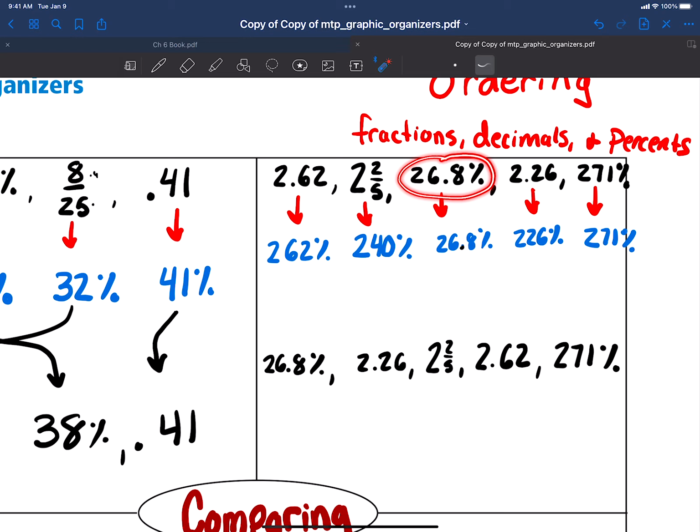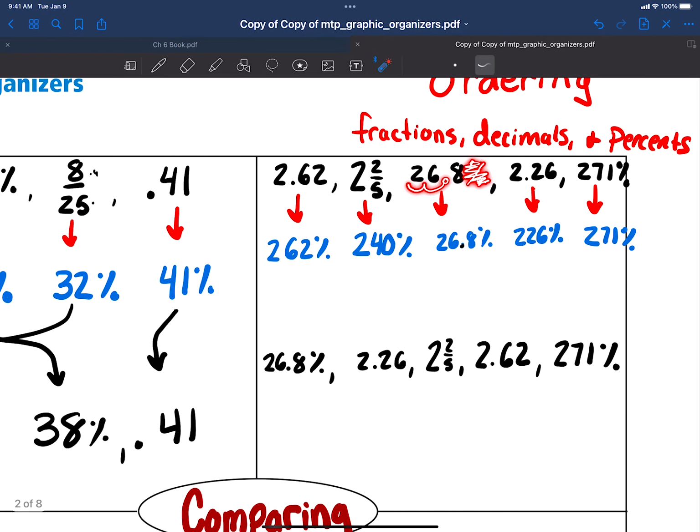This one, this is where kids make so many mistakes. Even though there's a decimal inside the percent, it's still not a decimal. You got to get rid of that percent sign, right? So you would still move it 2 places to the left. So this would be 0.268. This one is already 0.26, and then this one you move it over 2 places, it would be 2.71.